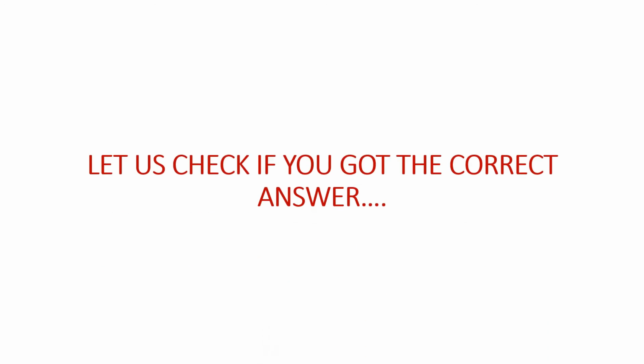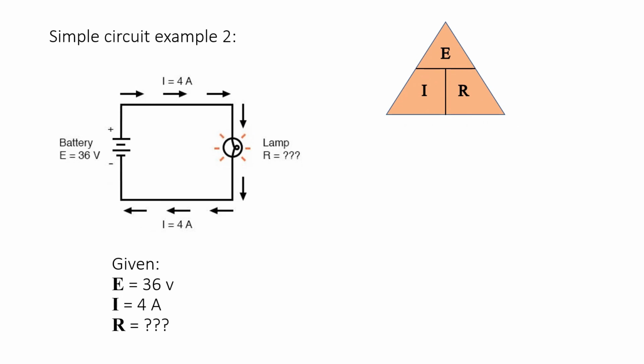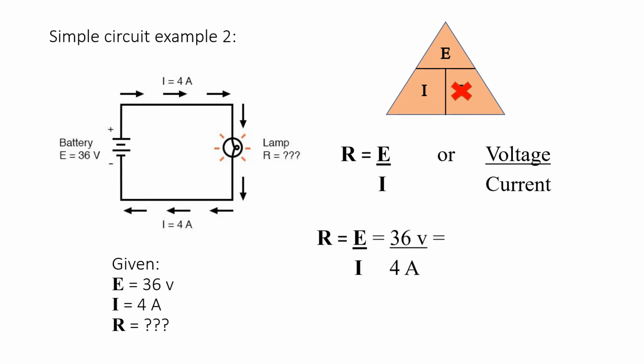Now let us check if you got the correct answer. So, to determine the resistance, let us make use of the Ohm's law triangle technique. Since resistance is the problem, eliminate R and write the remaining symbols, which is voltage or E over current or I. Then, substitute the values. E is 36 volts and I is 4 amperes.